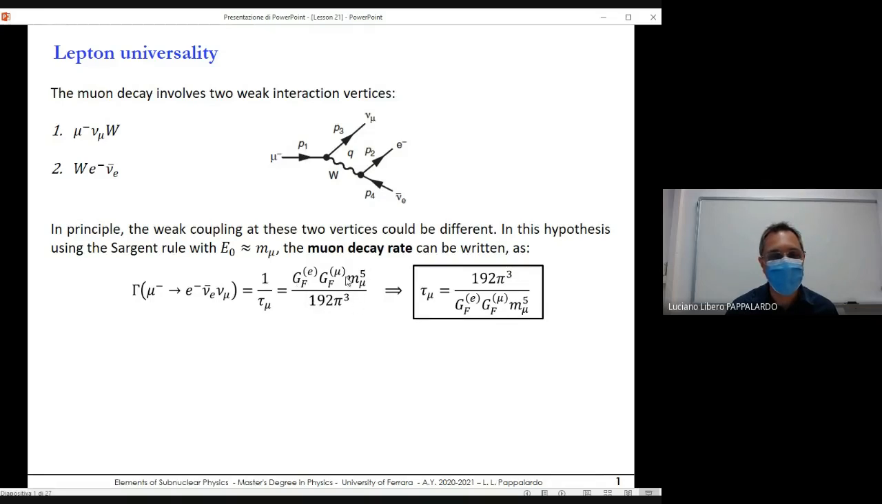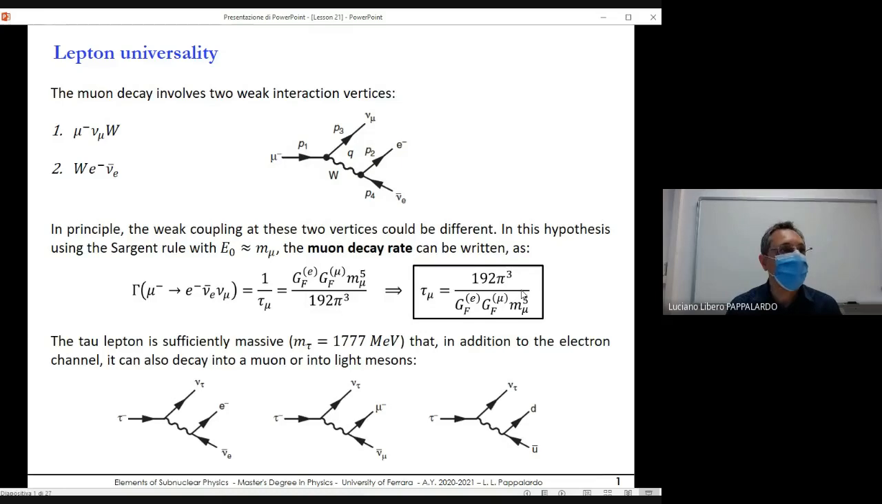So by making use of the Sargent rule, the decay width for the muon can be represented in this way. So we have the couplings at the two vertices, the electron vertex and the muon vertex, G_F,e and G_F,mu. Then we have the fifth power of the energy available, so the mass of the muon, and then we have some constant. And so lastly we can invert this to extract the decay time of the muon in terms of all these quantities here.